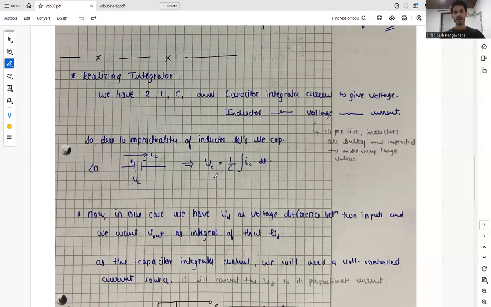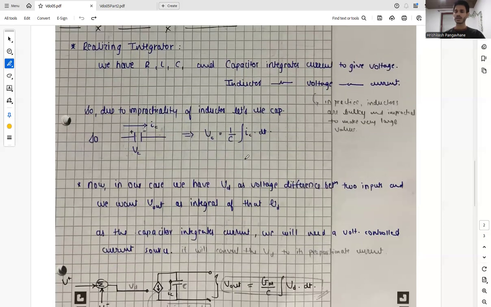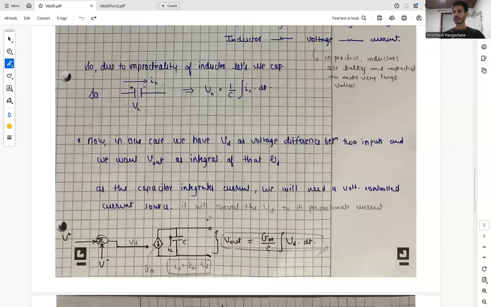So we need our V out to be the integral of that voltage difference, and as a capacitor integrates the current, we need a voltage controlled current source, which will convert the voltage VD into its proportionate current. That current, when passed through a capacitor, will get integrated, and we will get our output as V out. So let's realize the op amp in this manner.